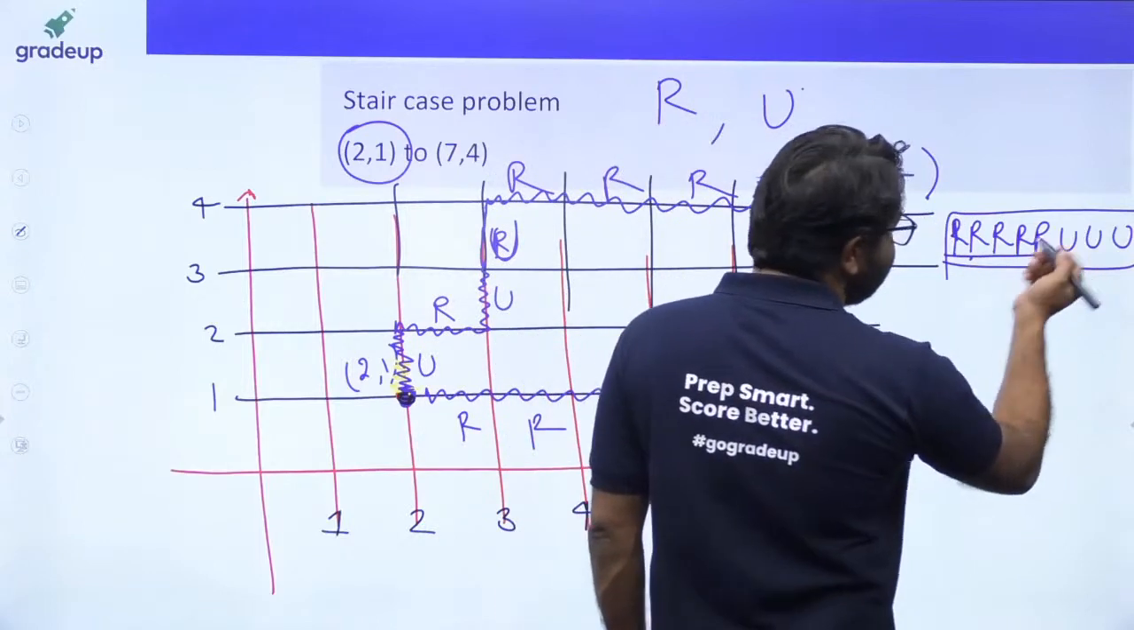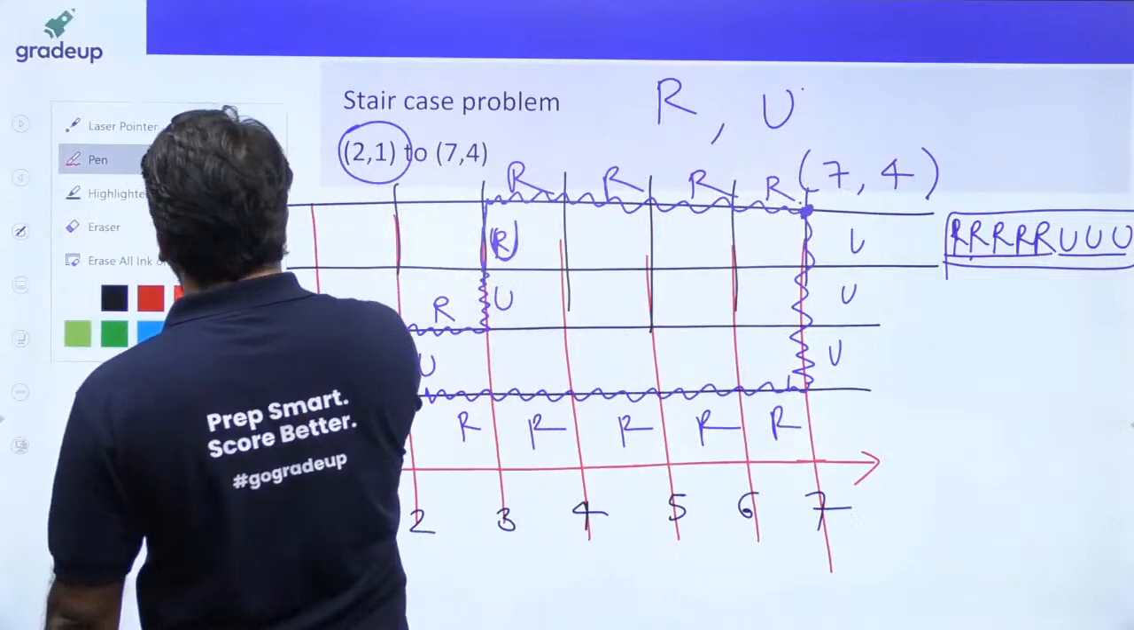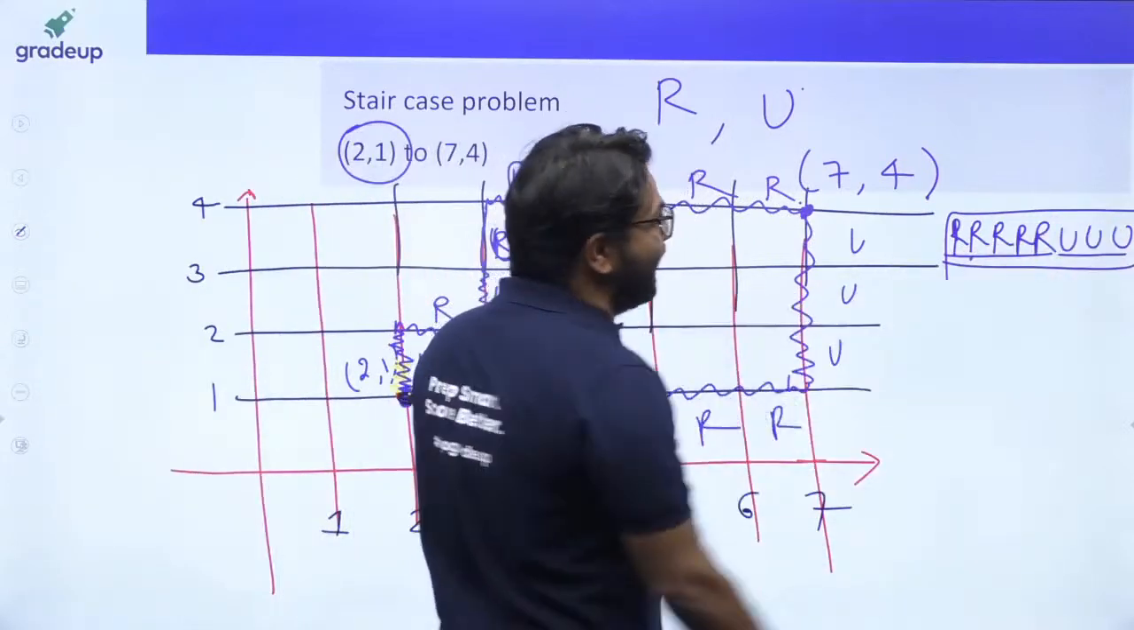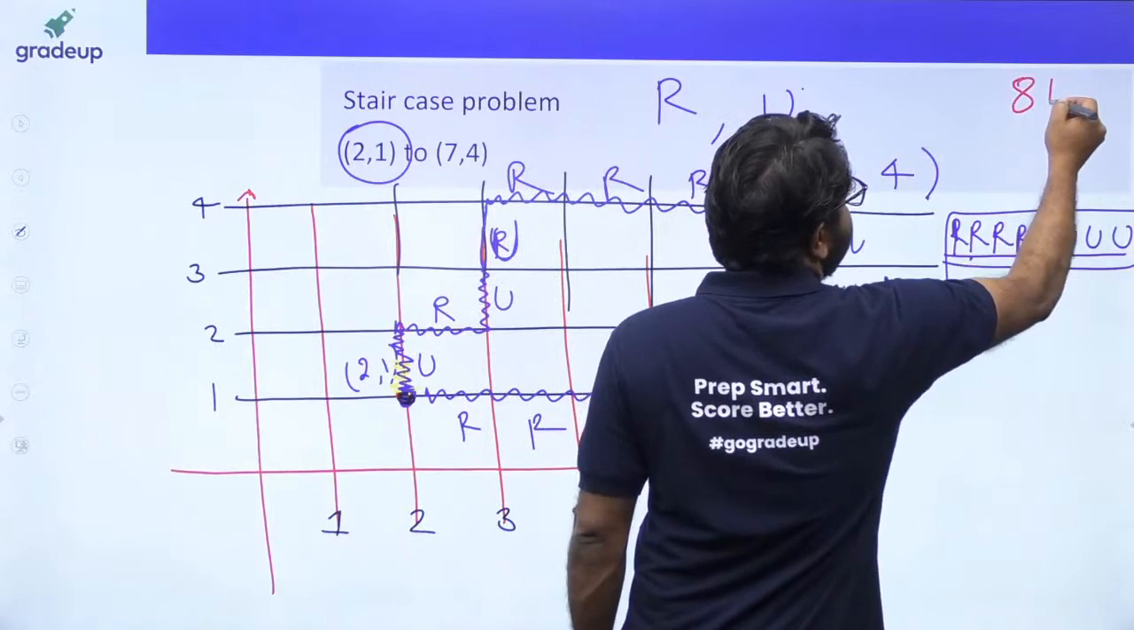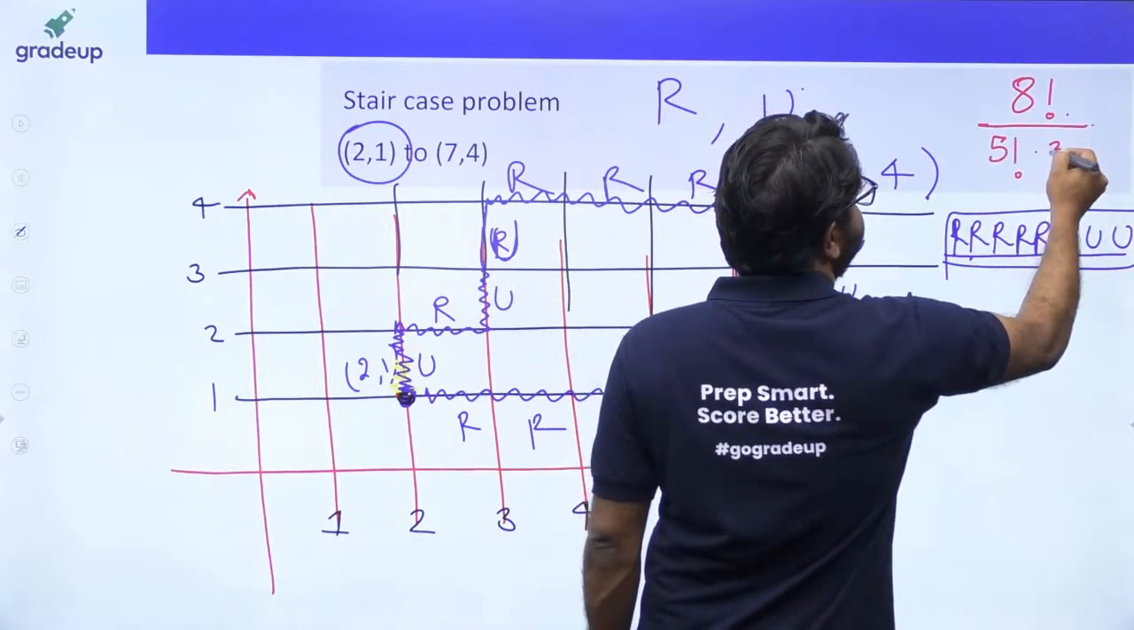So how many R will be there? 5. And how many U will be there? 3. So if you try to understand this particular question, the total is how much? 8. So what you will be getting is 8 factorial divided by 5 factorial into 3 factorial.